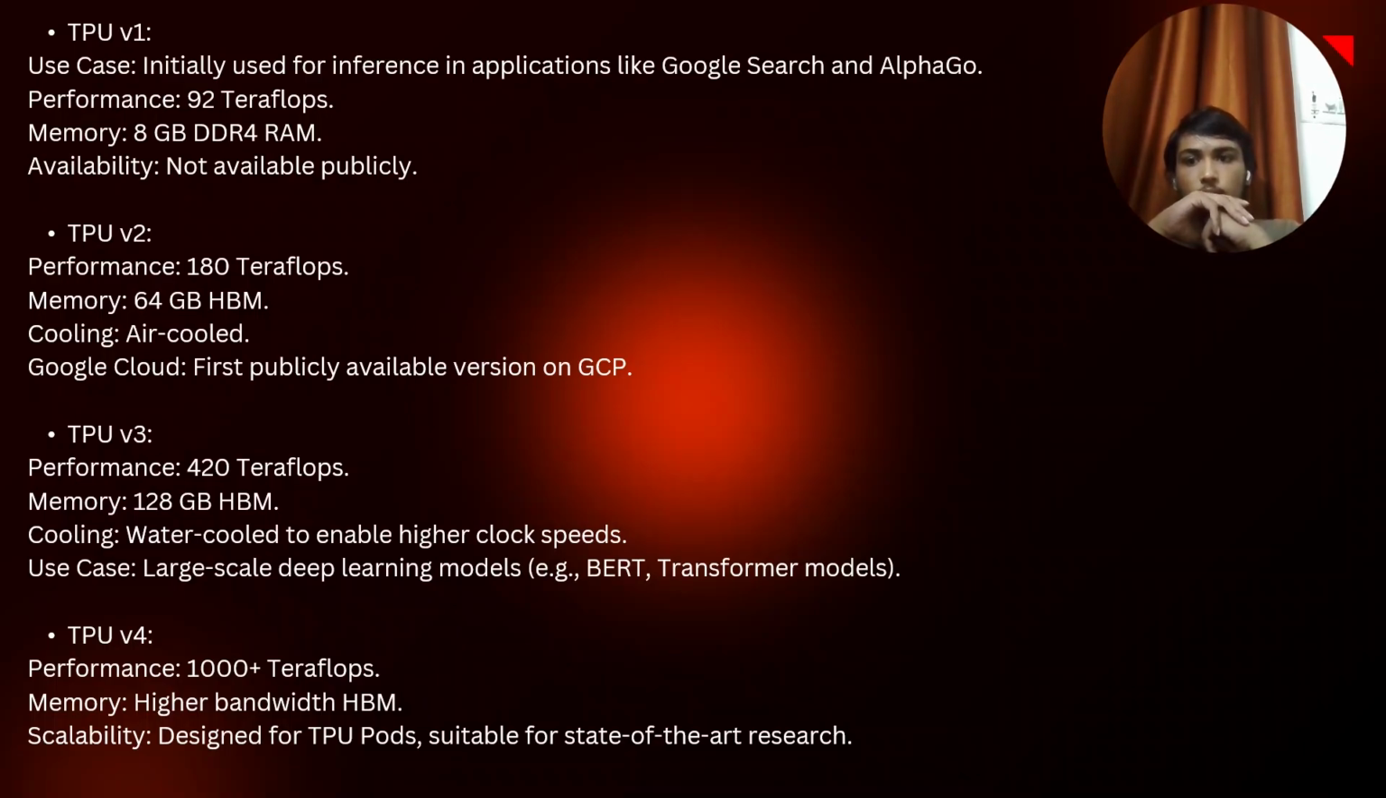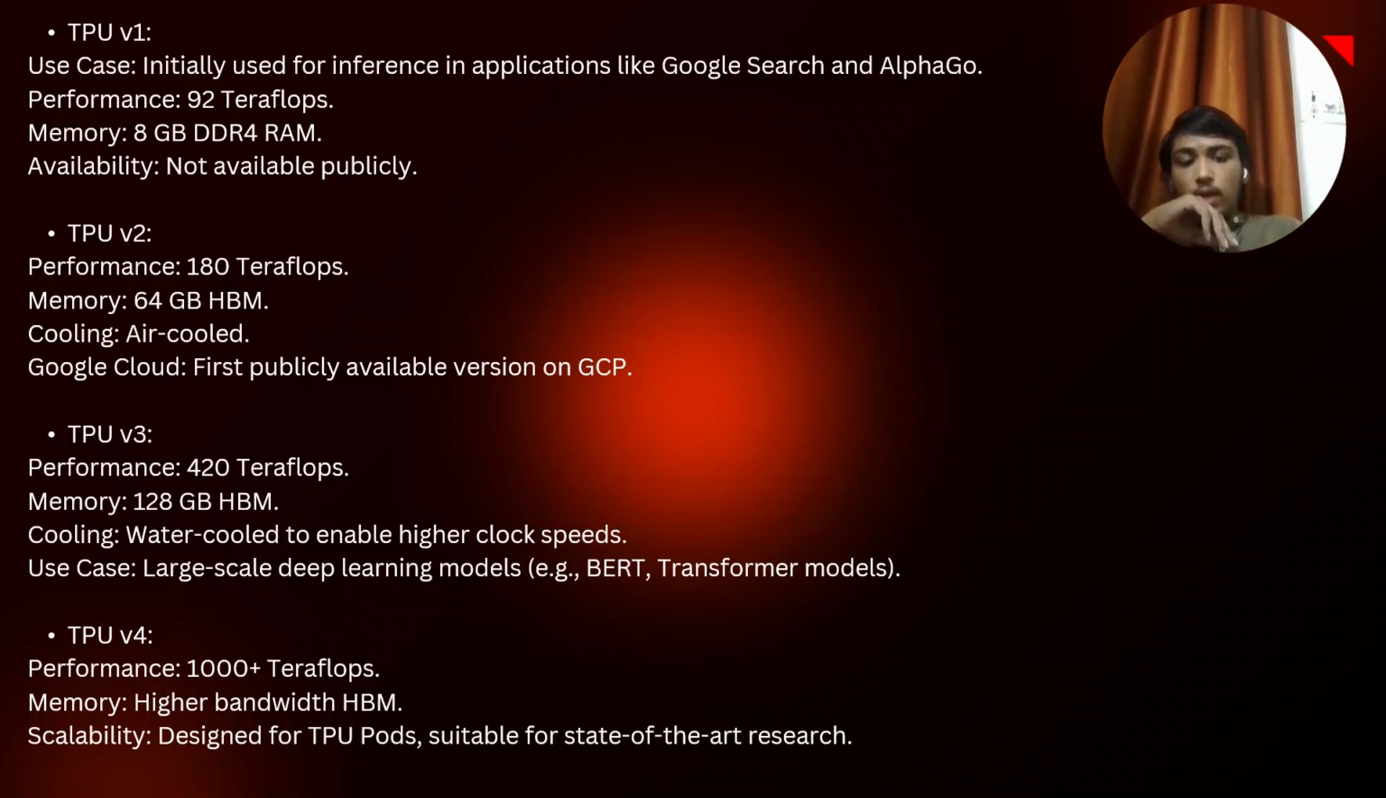Now version 3 contains water cooling to enable higher clock speed. Water cooling is used in version 3 for large AI models. Version 4 performance has 1000 plus teraflops and is designed for sustainable, state-of-the-art research.